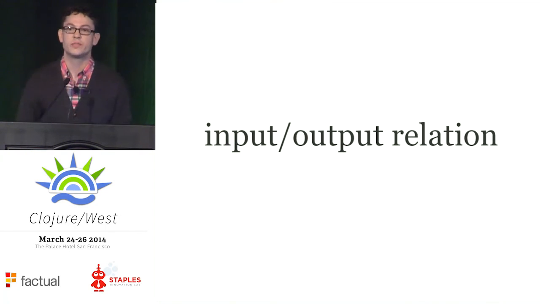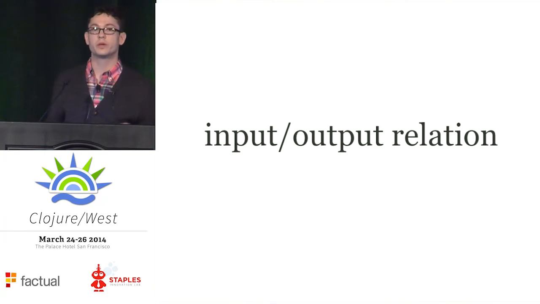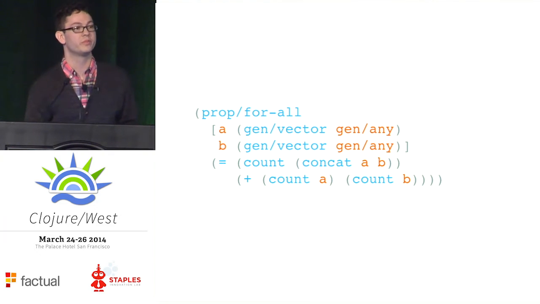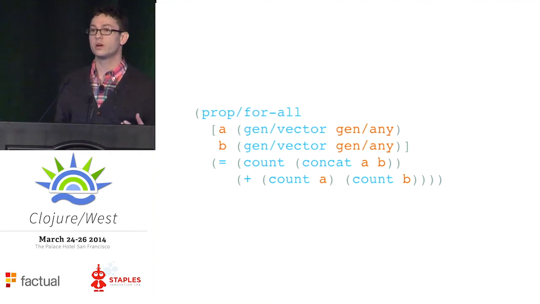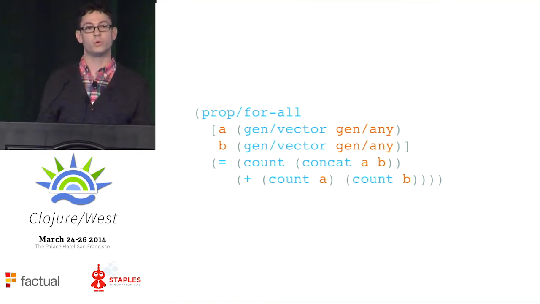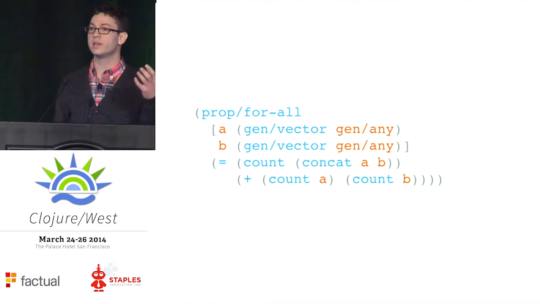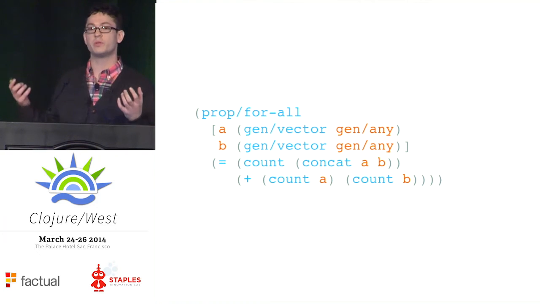The next example, and this one I think is a little bit more ambiguous, is thinking about how the inputs to your function relate to the output. So the example we gave before of the count of the concatenation of two vectors is the sum of the count of the individual ones. We're using the input to describe the shape of the output here.